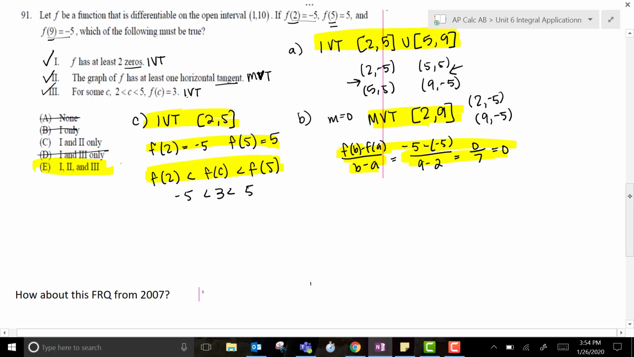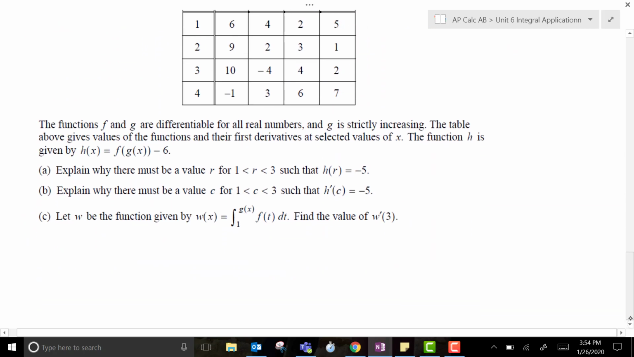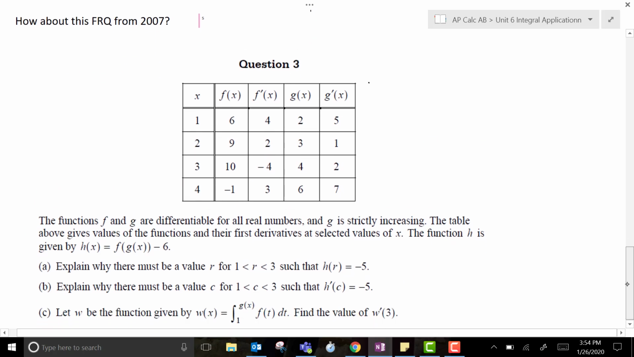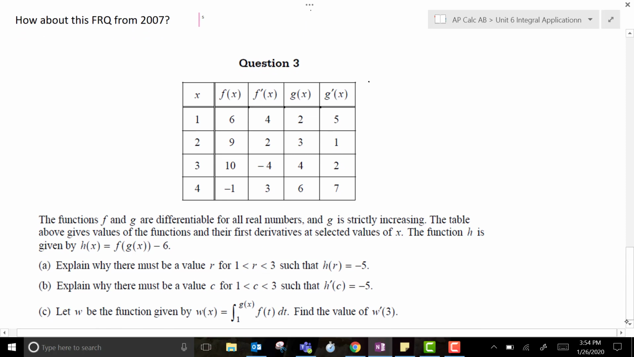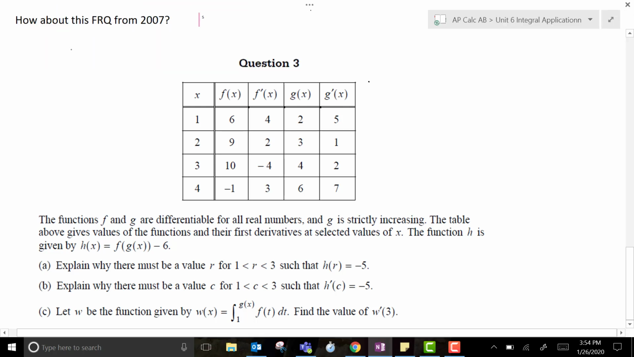All right. So now that we kind of talked about how we would start formatting that like an AP test question, let's look at an actual AP test free response. Well, that was AP, but it wasn't free response. So let's look at this guy here. The functions f and g are differentiable for all real numbers, and g is strictly increasing. The table above gives values for the functions and their first derivatives at selected values of x. The function h is given by h of x equals f of g of x, minus 6. So A says explain why there must be a value r for 1 through 3 such that h of r equals -5. So right here we're looking for intermediate value theorem because we just want a value.